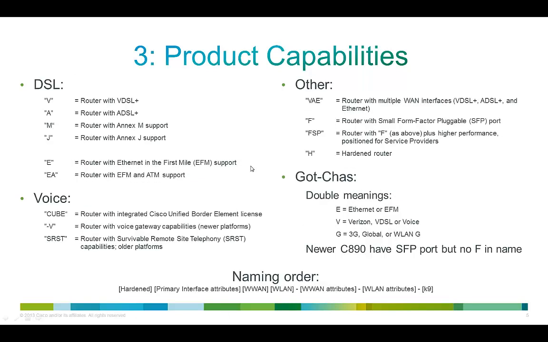We have more capabilities listed here. For example, on the DSL side we have VDSL and ADSL, and then we have the special NXM and NXJ units for these ones as well. On the GSHDSL side, if there's no letter behind it, it's an ATM unit. If it's just an E, it's EFM, and the latest EA models have EFM and ATM support.